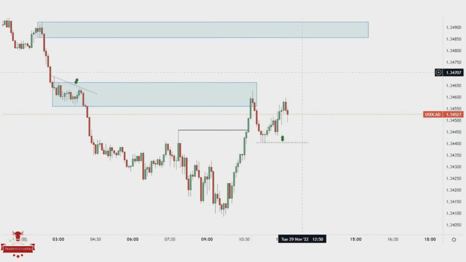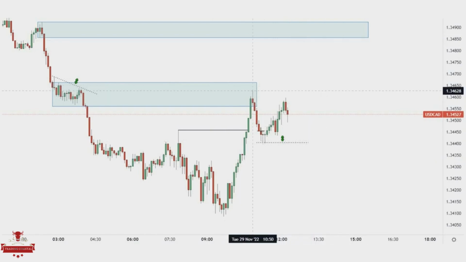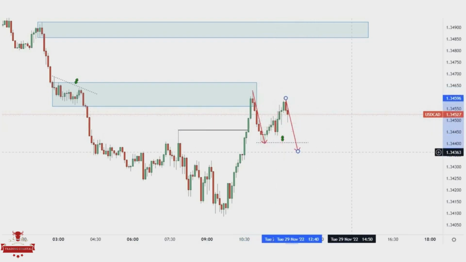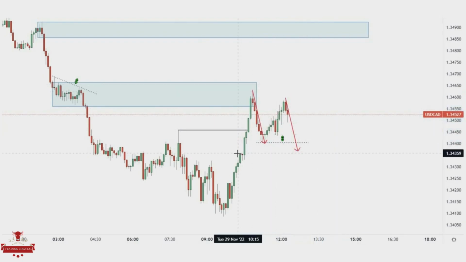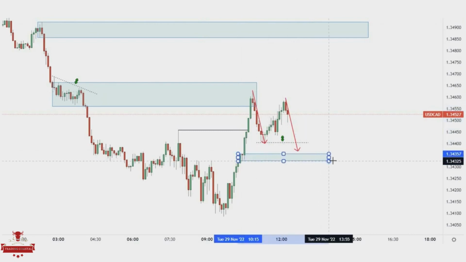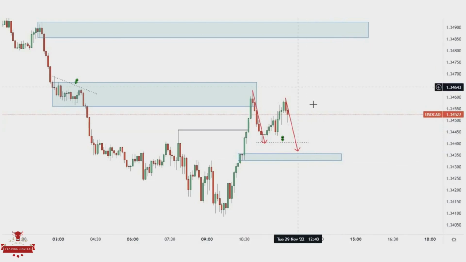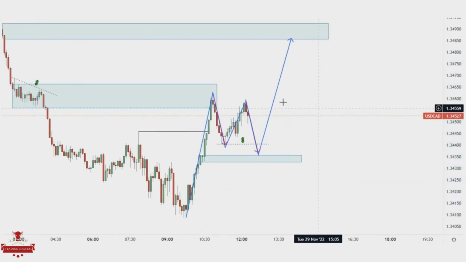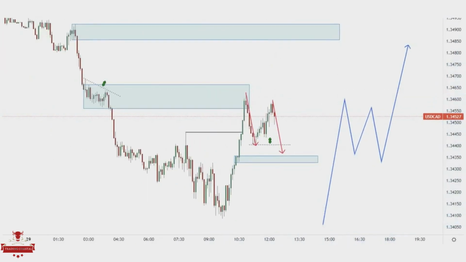In this moment, we are projecting a potential complex pullback. This type of pullback is the same as a B equals CD pattern, a continuation type. We have a 5-minute demand zone below this liquidity that is very close to the completion of the complex pullback. We are highlighting the structure for a better visualization. Once again, we have two swing formations with a complex pullback between.